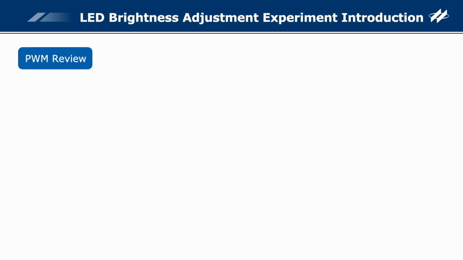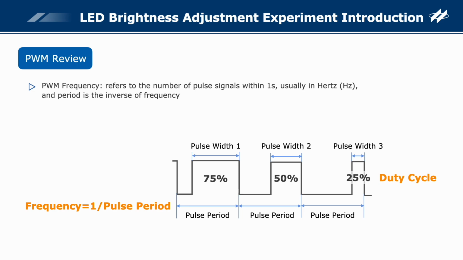Before moving on, we need to review some PWM signal knowledge points. There are 2 crucial parameters in PWM, which are frequency and duty cycle. Frequency refers to the number of pulse signals within 1 second, usually measured in hertz, and period is the inverse of frequency. The PWM frequency for this experiment is 2 kHz, so the period is 0.5 milliseconds.